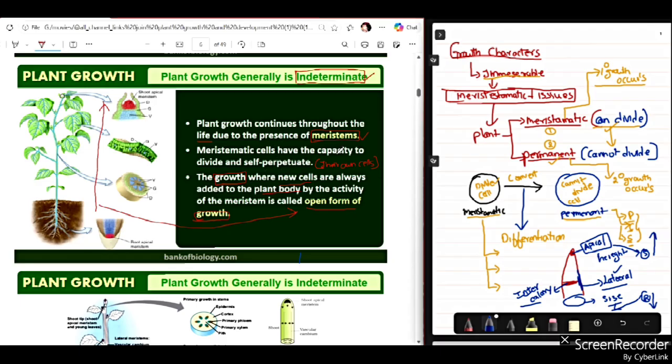So meristematic cells have the capacity to divide and self-perpetuate their own cells. That means a meristematic cell has the capacity to divide, and self means the plant cell. The plant itself can divide into its own types of cells. It may convert into leaf, or it may convert into root, or it may convert into stem. That is called self-owned cells.